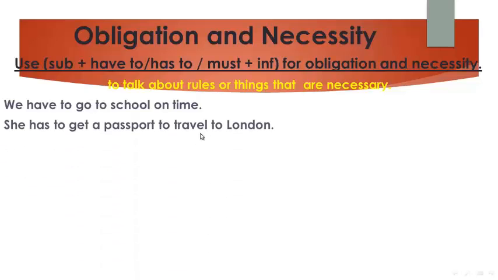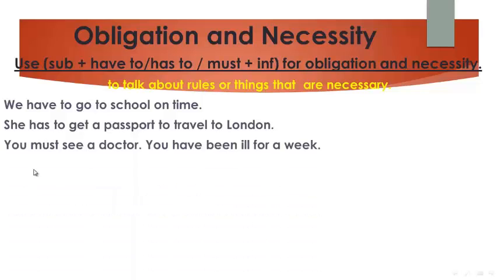Example number 2, you see here, she has to get a passport to travel to London. She cannot travel to London unless she gets a passport. You must see a doctor. You have been ill for a week. So it's very important to see a doctor. You have been ill for a week. It's a very long time, a week.